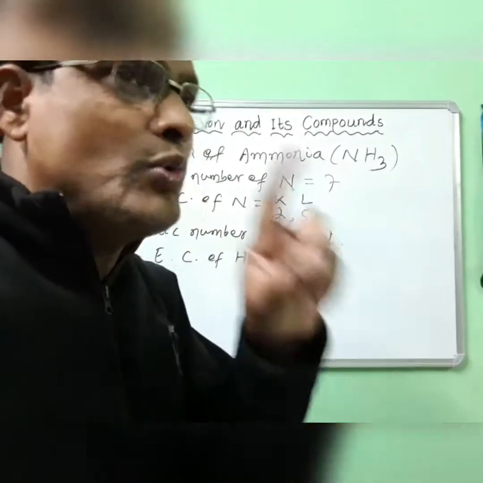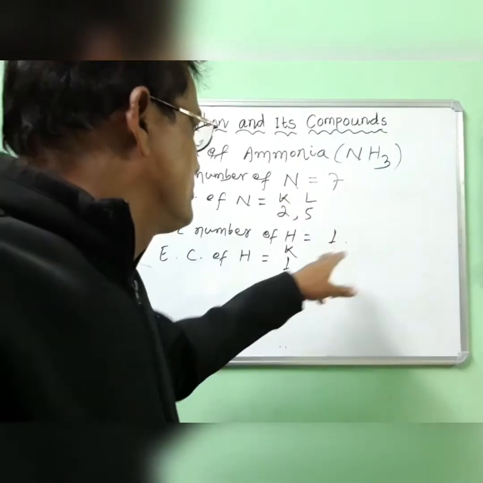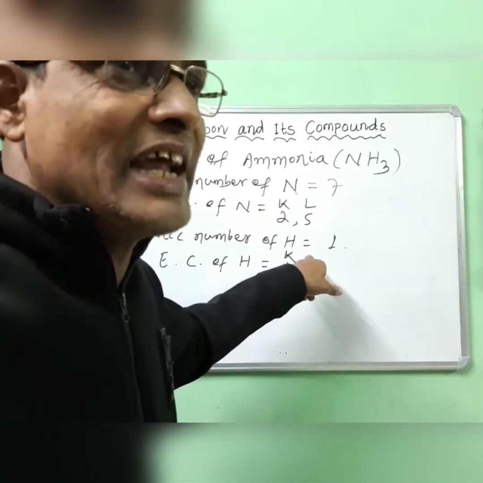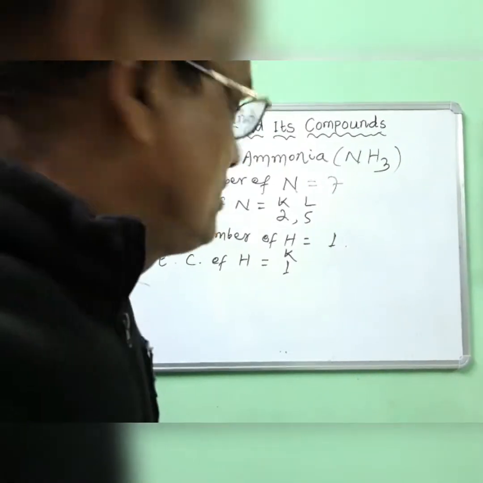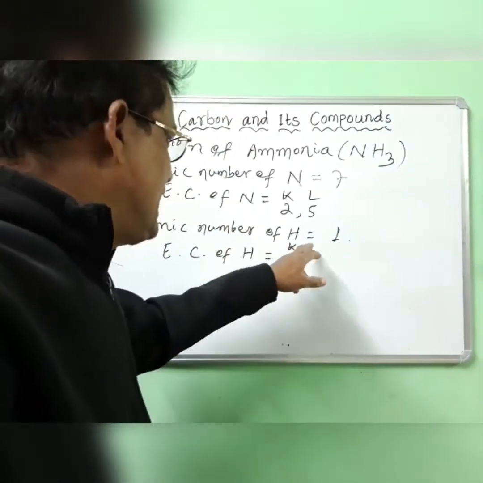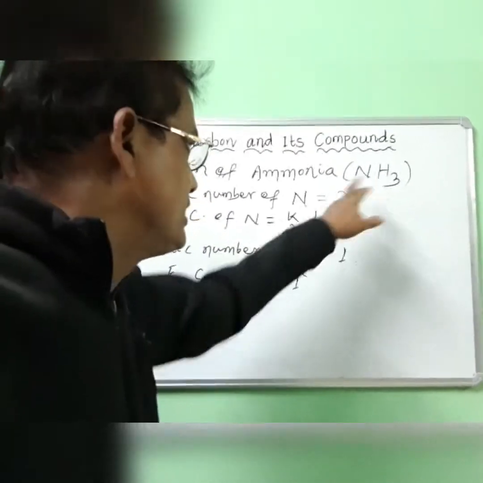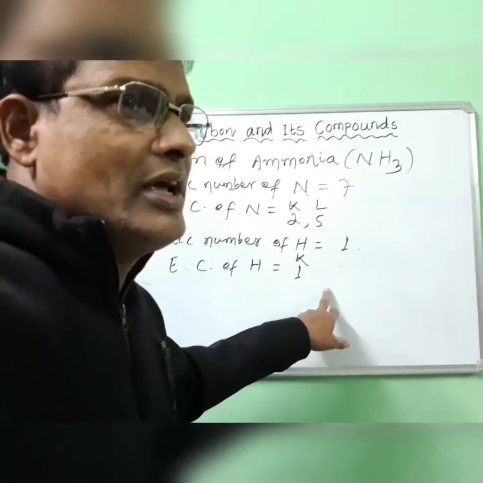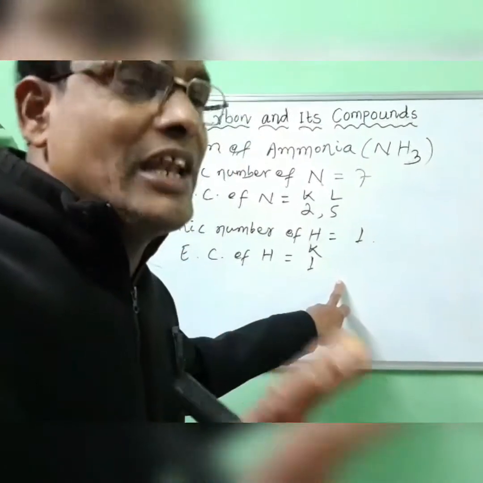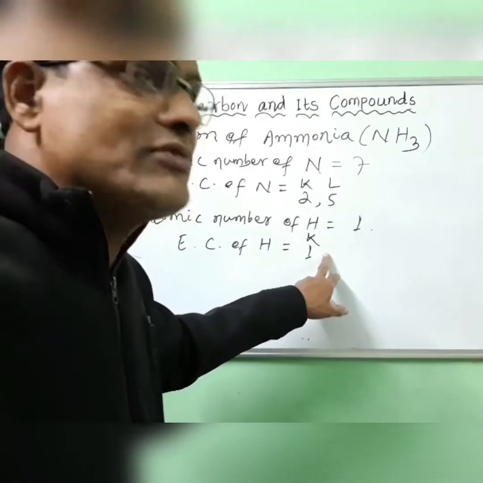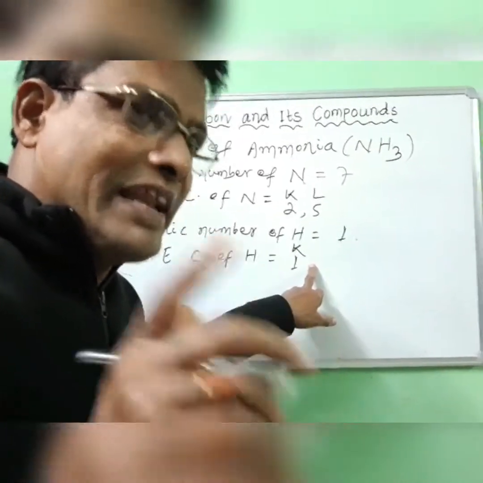Individually, one with 3 different atoms of hydrogen. On the contrary, each hydrogen atom has only 1 electron in its valence shell. That is, it has only 1 valence electron.